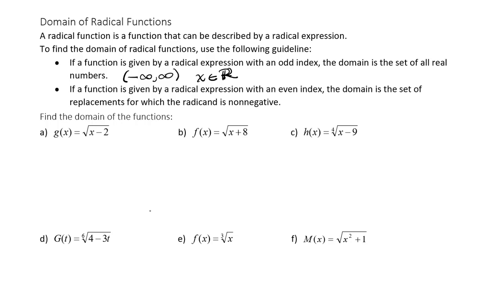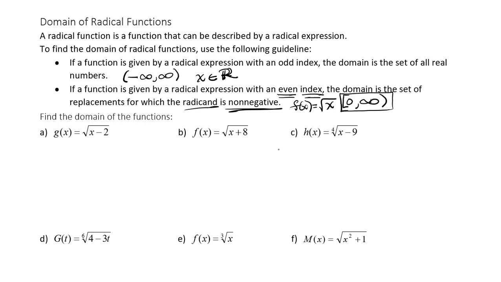If a function is given by a radical expression with an even index, meaning 2, 4, 6, 8, etc., the domain is the set of replacements for which the radicand is non-negative. This would be from 0 to infinity if we had f of x is equal to the square root of x. The domain would be including 0 to positive infinity. You can't put numbers into the function that would make the radicand negative.